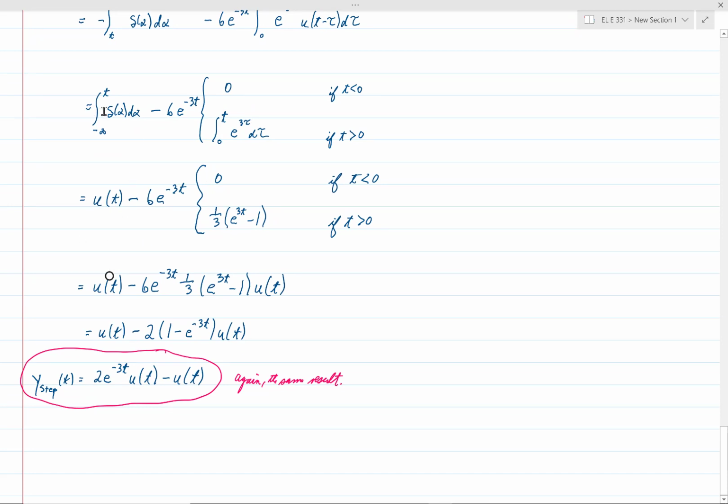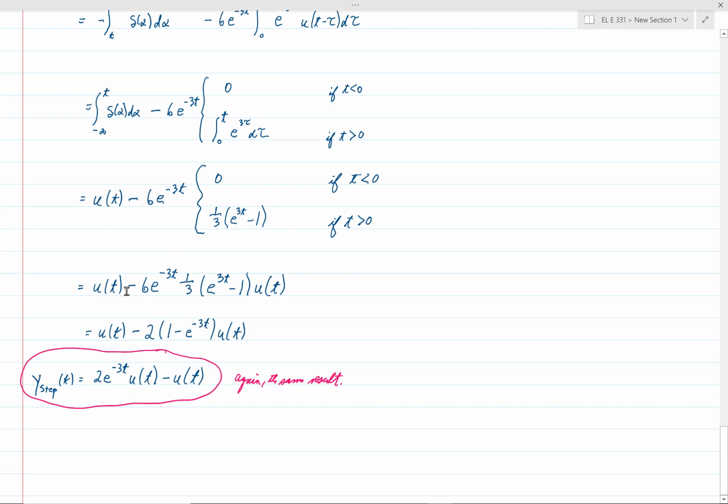So we recognize this as the integral of the delta function from negative infinity to t, that's u of t. Then we bring down the minus 6e to the minus 3t, and the 0 in the brackets. Finally, the integral from 0 to t of e to the 3 tau d tau becomes 1/3 e to the 3 tau, evaluated from 0 to t. So we have 1/3 (e to the 3t minus 1), and that's for t greater than 0.